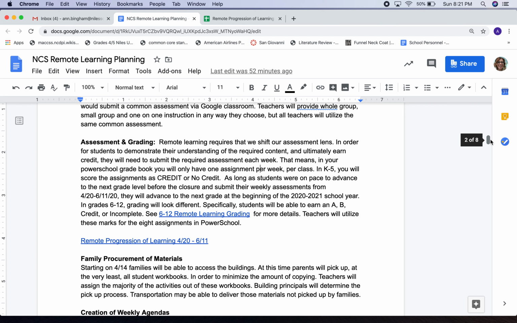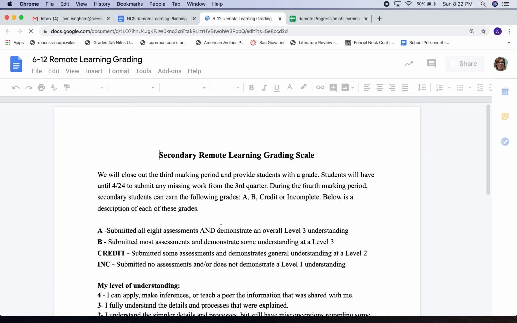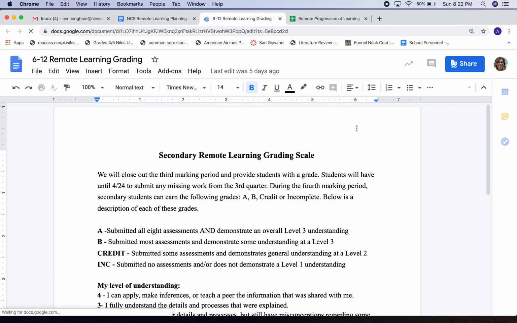In 6-12, your situation looks a little bit different. We decided to change up the grading based on some information that we received from some of the other districts in Marion County. And we decided to make it a little bit more complex instead of credit, no credit. So one of the things that I encourage you to review, both on Monday and when you get into your PLCs, is the 6-12 remote learning grading system.